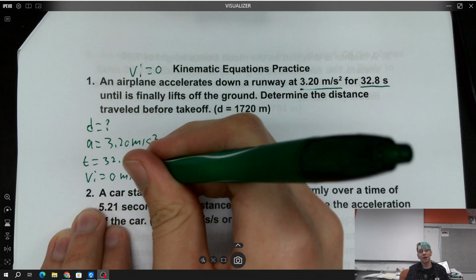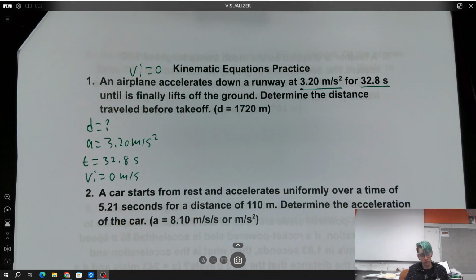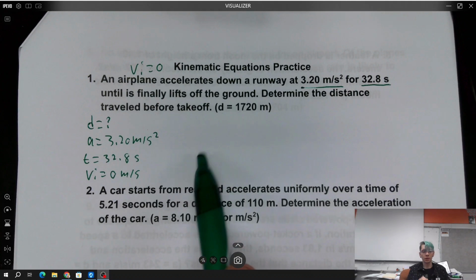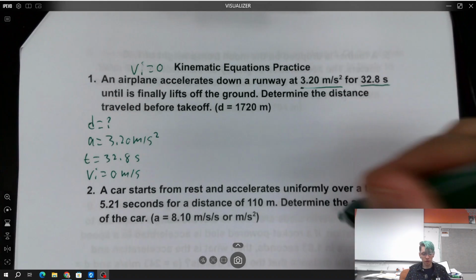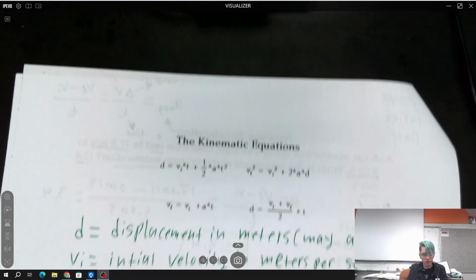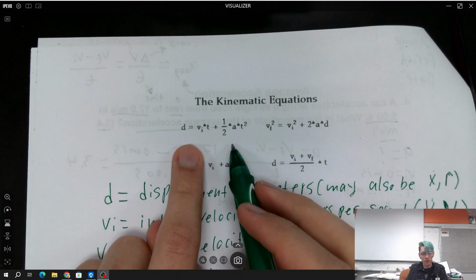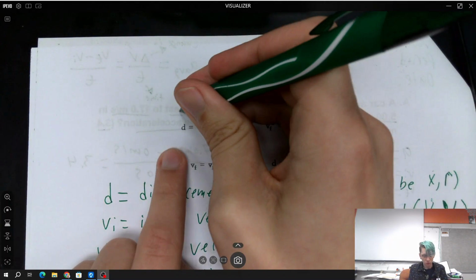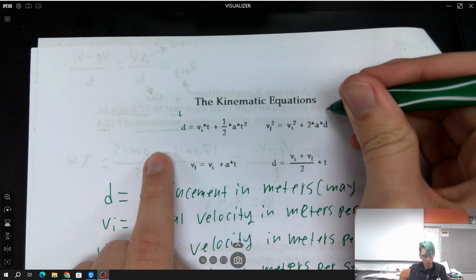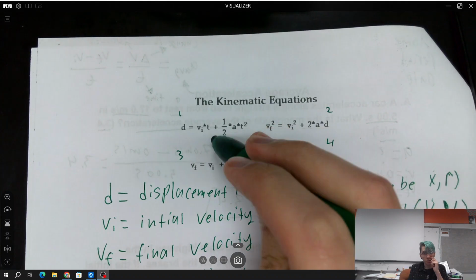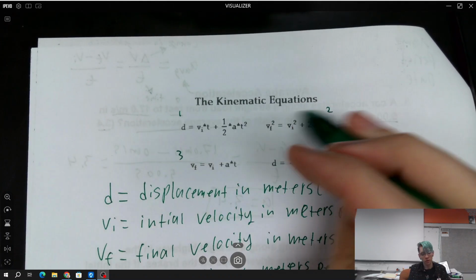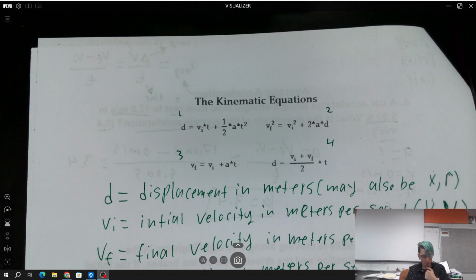We do not have our final velocity, as we don't know how much speed it's going to get up to before it takes off, but we have how long it will take. So we're going to come back here and snatch one of these equations. This one does not have final velocity. So we're going to use this first equation up here. I just labeled it 1, 2, 3, 4. We're going to use this first equation right up here.